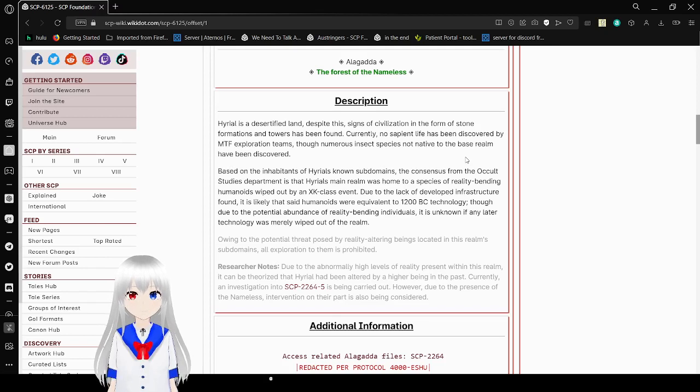Currently, no sapient life has been found by MTF exploration teams, though numerous insect species not native to the base realm have been discovered, based on the inhabitants of Hyrule's known subdomains. The consensus from the Occult Studies Department is that Hyrule's main realm was home to a species of reality-bending humanoids, wiped out by an XK-class event. Due to the lack of developed infrastructure found, it is likely that said humanoids are equivalent to 12,000 BC technology. Though, due to the potential abundance of reality-bending individuals, it is unknown if any later technology was wiped out of the realm.